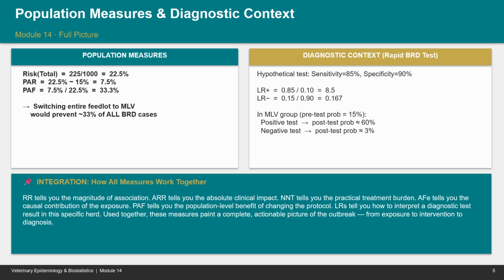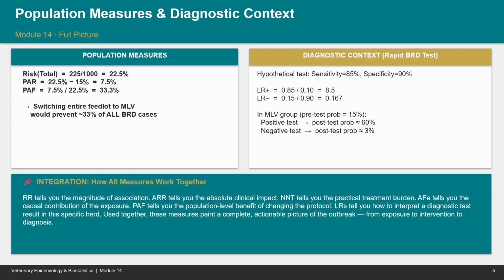Now for the population measures. The total disease risk is 22.5%. Population attributable risk is 22.5% minus 15%, the unexposed risk, which equals 7.5%. Population attributable fraction is 7.5 divided by 22.5, which is 33.3%. If we switch the entire feedlot to MLV vaccination, we would expect to prevent about 1/3 of all BRD cases.